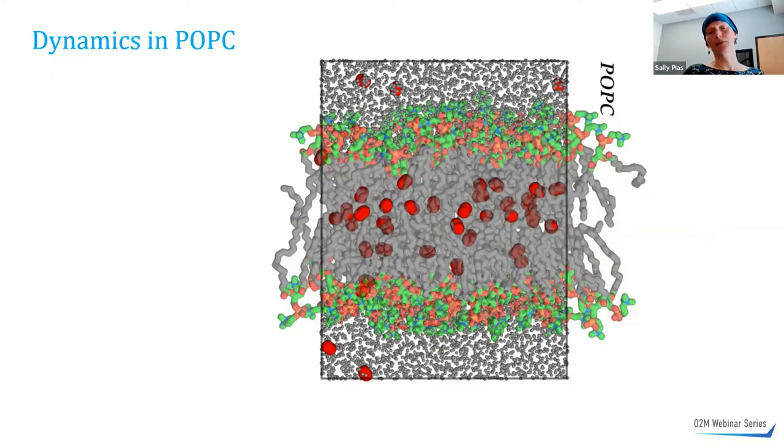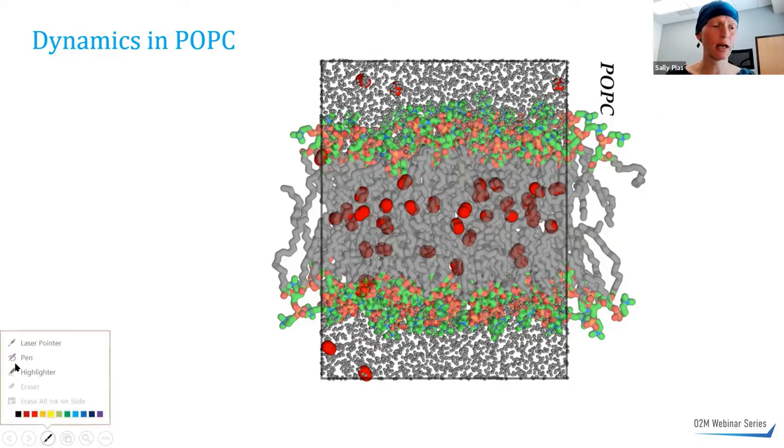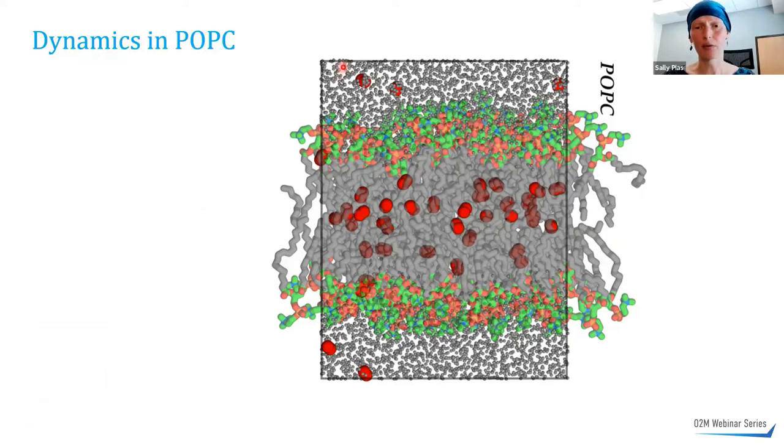Okay, so for POPC, I'm going to show you in the next slide a trace where we took one oxygen molecule and followed its path across the bilayer, specifically looking at the pathway going across, from the water layer on one side to the water layer on the other side. And then we'll see movement within the membrane. So this will show you some difference between POPC and POPC with cholesterol in the pattern of oxygen movement.